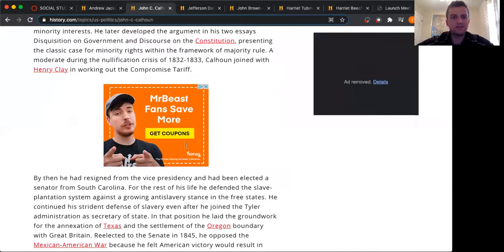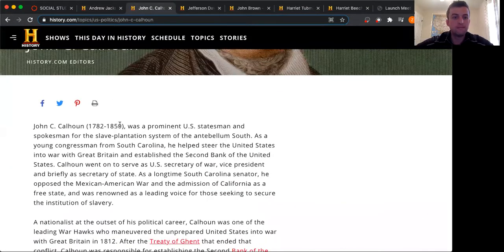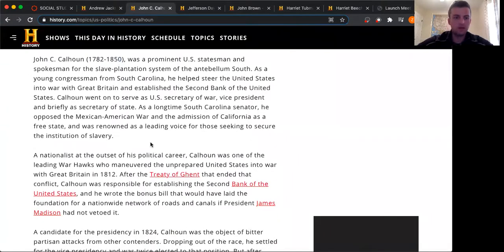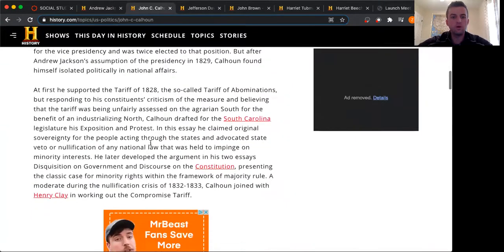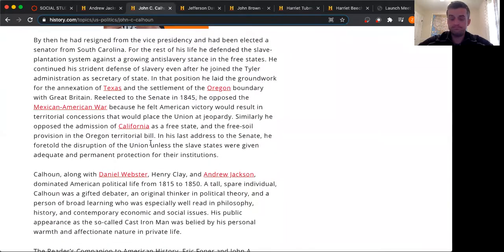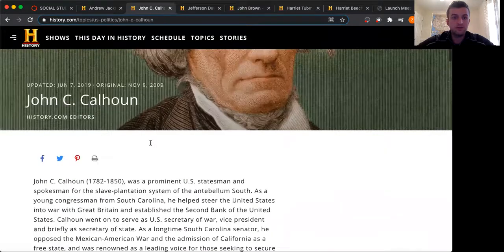Next up, John C. Calhoun. This is a guy who wanted to be president, who again was not alive by the time of the Civil War, but as a political leader, he was responsible for a lot of, we'll just say, policy and words that weren't necessarily great for stopping slavery.